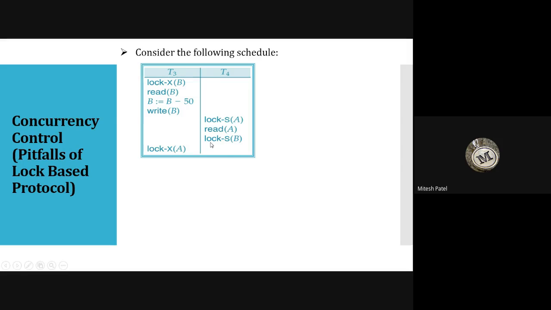T4 को wait करना पड़ेगा. Similarly, T3 requests lock X on A, which is held by T4. जब तक T4 रिलीज नहीं करेगा तब तक T3 को वेट करना पड़ेगा. It means T3 waits for T4 and T4 waits for T3. So neither T3 nor T4 can make progress because both are dependent on each other. So this situation is known as deadlock. Neither T3 nor T4 can make progress.